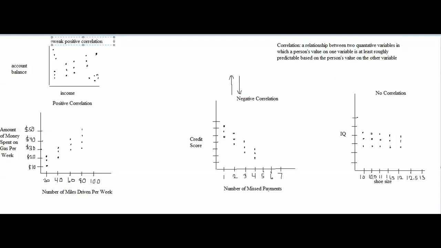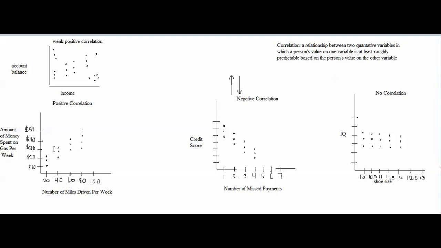This type of data set here would be showing a weak positive correlation. And I'm thinking that number of miles driven per week and amount of money spent on gas would be more of a strong correlation, meaning it would be more consistent, because if you drive more miles per week, you always spend more money on gas.